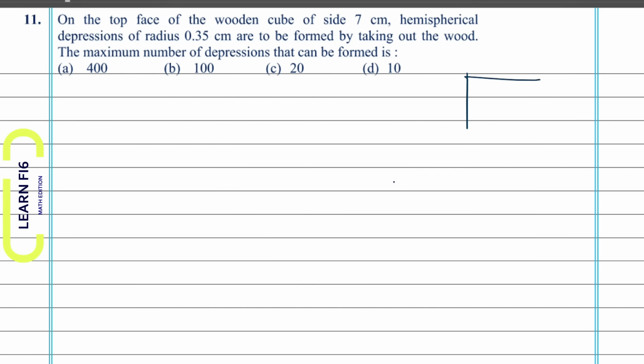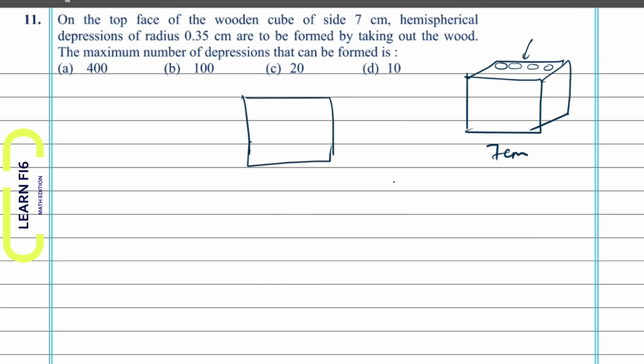We have a cube here. Its side length is 7 centimeters, and hemispherical depressions of radius 0.35 centimeter are to be formed by taking off the wood. So we need to remove the hemispherical shapes from the top surface of the cube. We have to find the maximum number of hemispherical depressions that can be made on the top surface of the cube. First I'm going to redraw the cube.